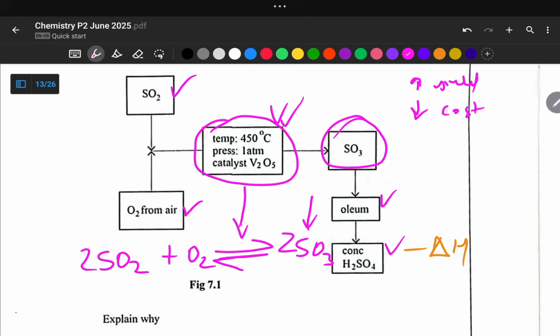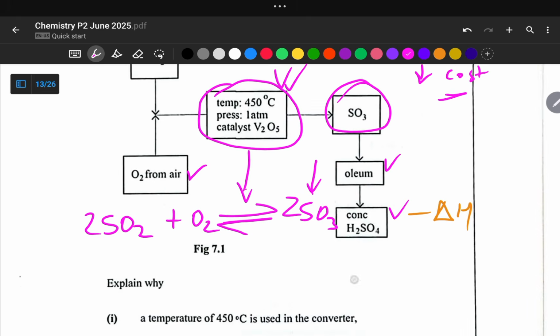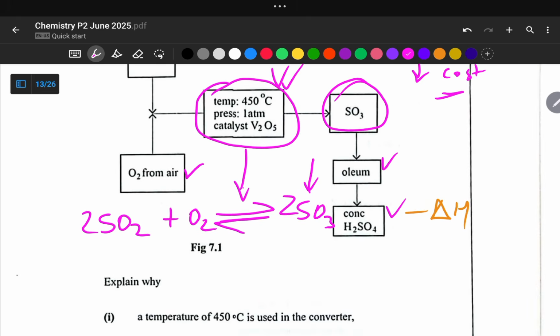So we want to compromise the conditions so that we can increase the yield and also compromise the cost, right? So this one is an exothermic reaction, meaning to say that to favor the production of sulfur trioxide, we need lower temperatures so that the equilibrium position will shift to the products, to the right. And then we also need higher pressure so that the equilibrium position will shift to the direction where we have a fewer number of moles.